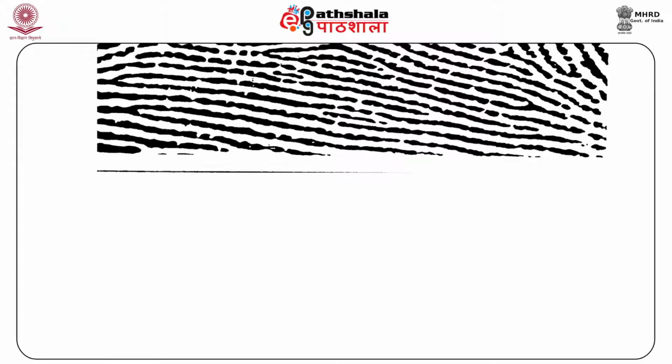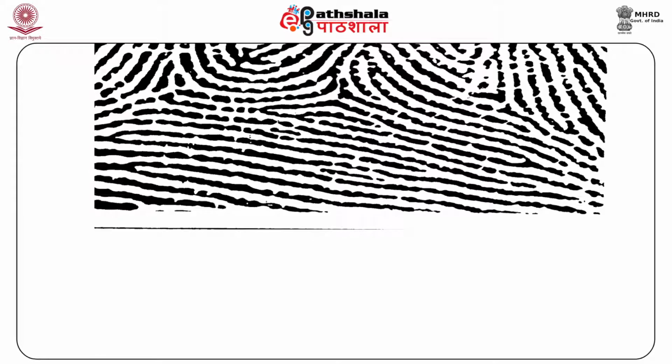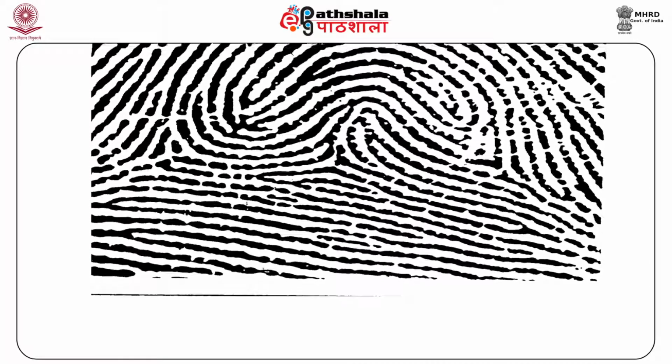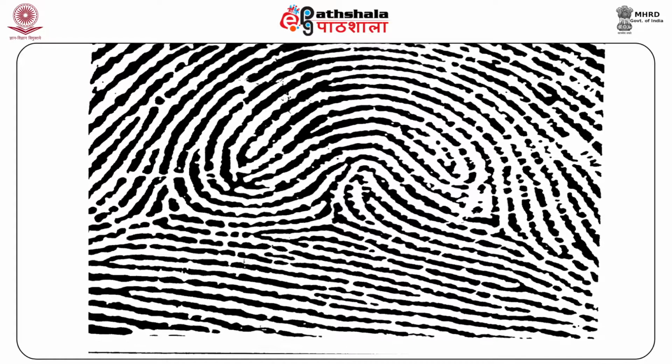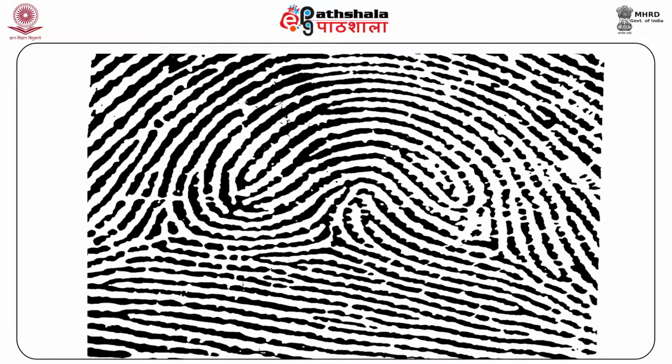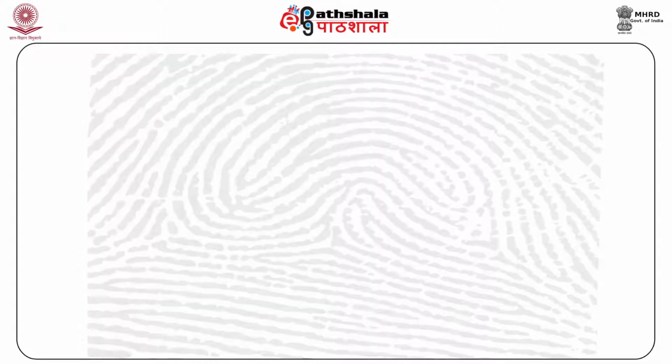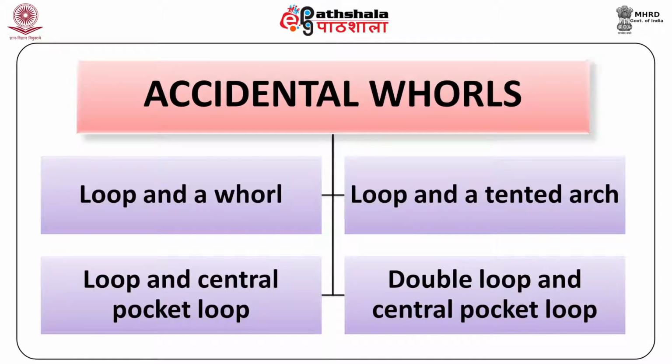Then comes accidental. These are certain composite patterns inside the whorl group, as they arise infrequently and their existence is purely by chance or by accident. In these, the combination of the pattern is derived from two different kinds of forms with at least two deltas. Accidental whorls can appear in arrangements such as a loop and a whorl, a loop and a tented arch, a loop and a central pocket loop, and the last one, a double loop and a central pocket loop.